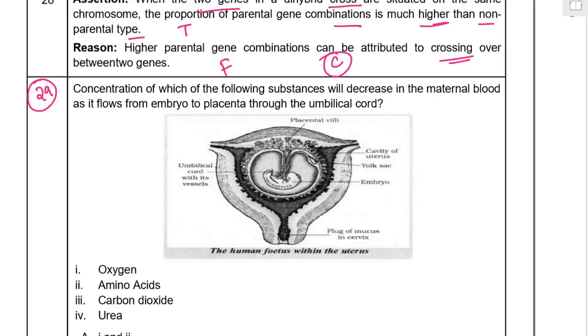The concentration of which of the following substances will decrease in the maternal blood as it flows from the embryo to the placenta through the umbilical cord? Whether it is oxygen, amino acid, or carbon dioxide, or urea. So definitely, one would be oxygen and the other would be amino acids. So option A would be the correct answer. That is, oxygen and amino acid substances would decrease in maternal blood as it flows from the embryo to the placenta through the umbilical cord.